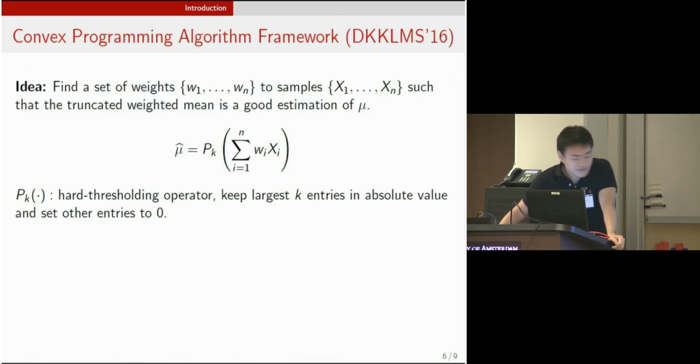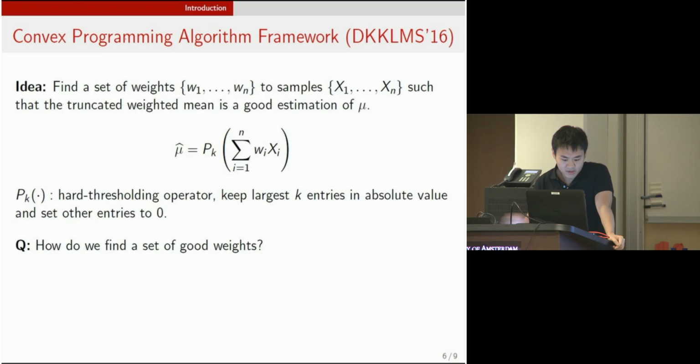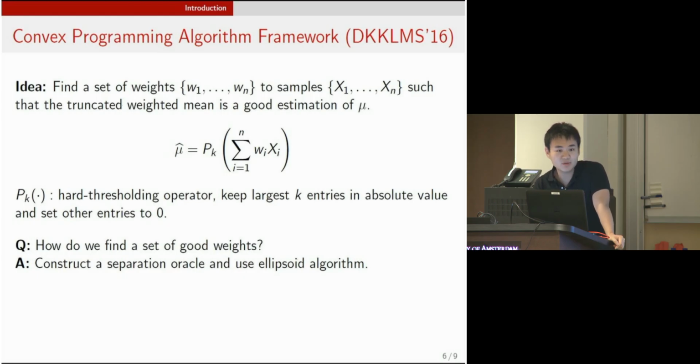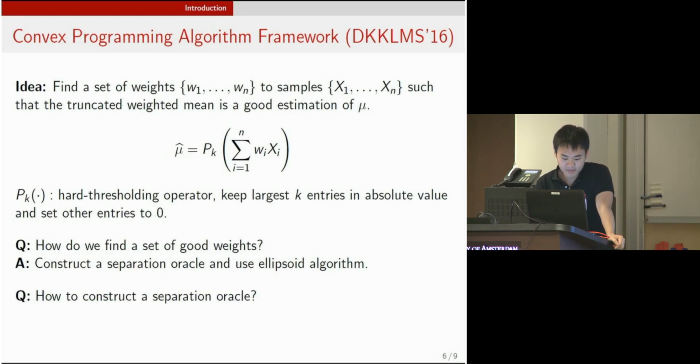Okay, so now let me state our main algorithm. Our main technique is to find a set of weights, w1 to wn, to assign to each sample, such that this truncated mean estimation is a good estimation of the true mean. So the problem reduces to how we find the set of good weights. We will use the convex programming algorithm framework in this previous paper, that is, to construct a separation oracle and use the ellipsoid algorithm. So the problem further reduces to how to construct a separation oracle for this problem.